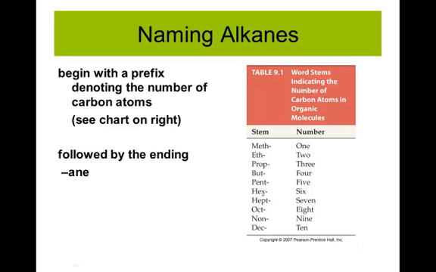So let's say that I had 6 carbons, 1, 2, 3, 4, 5, 6, and then there would be hydrogens all around here. Wherever I have a line, there'd be a hydrogen. Since it has 6 carbons, we would call this hexane. So that's the way that we're going to name our simple alkanes.